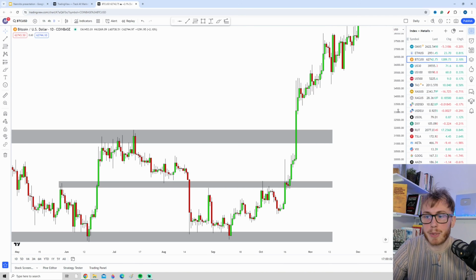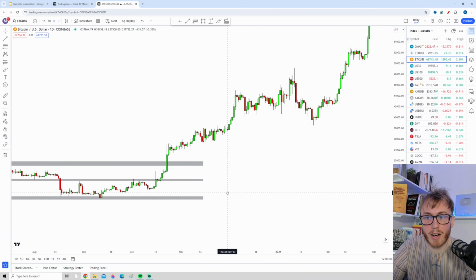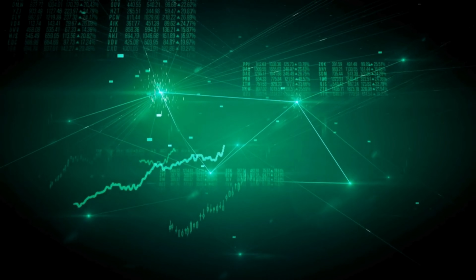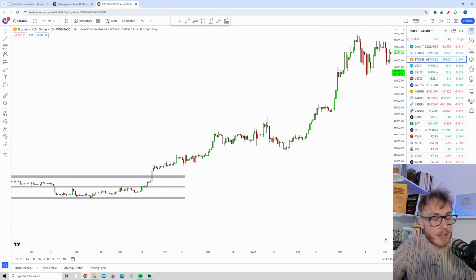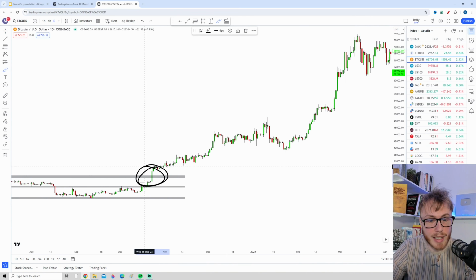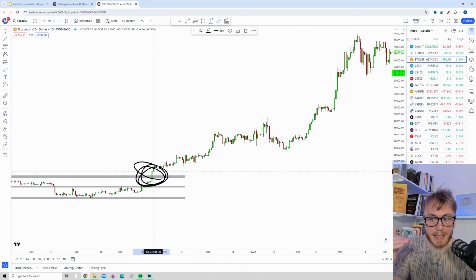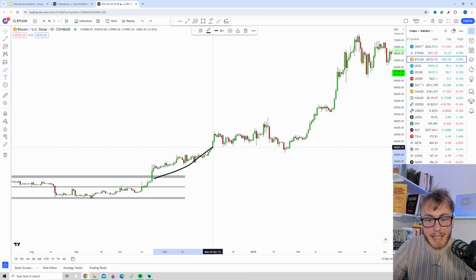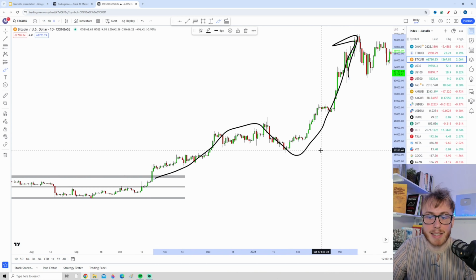And we can actually see here that this was the beginning of the Bitcoin bull run. You can see this breakout all the way down here, a break of a key resistance was the beginning of this massive run.